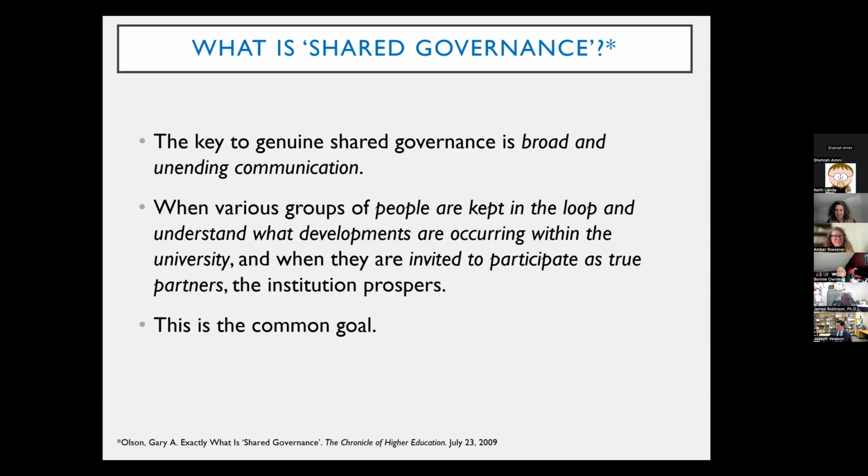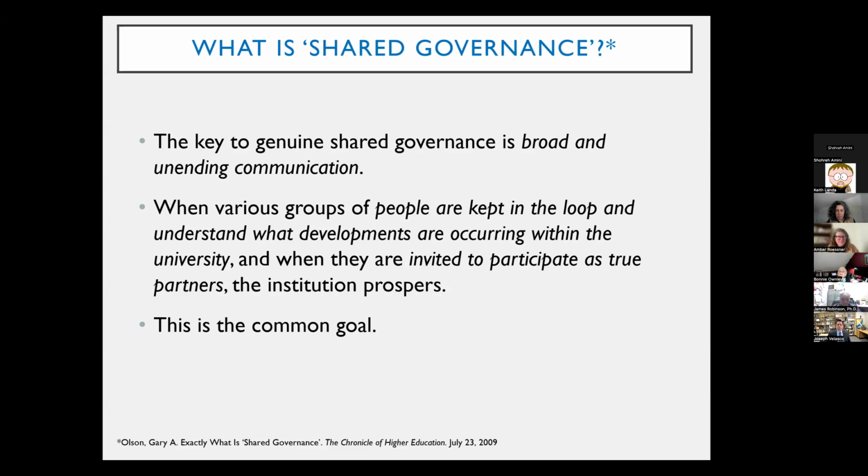But the thing that's really important is to invite them to participate as true partners. And in that situation, that's when the university or the institution is going to make real strides and very good decisions. And that's the common goal.